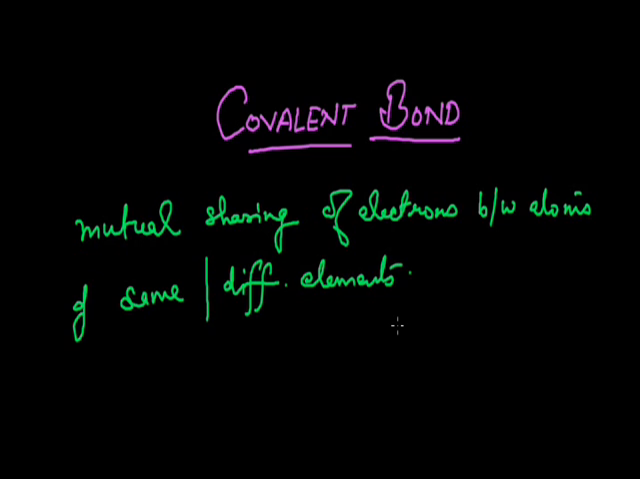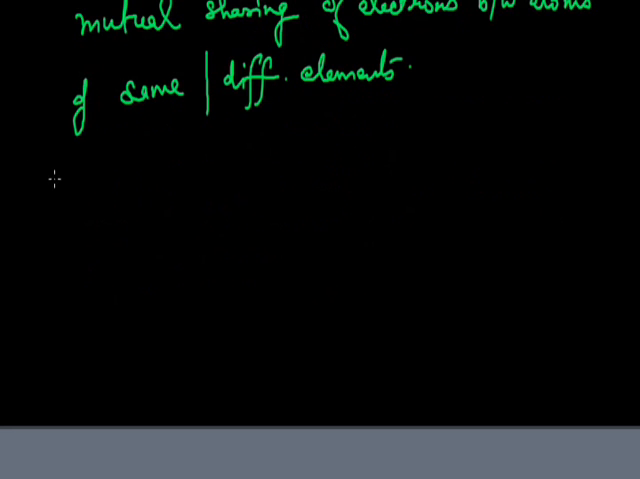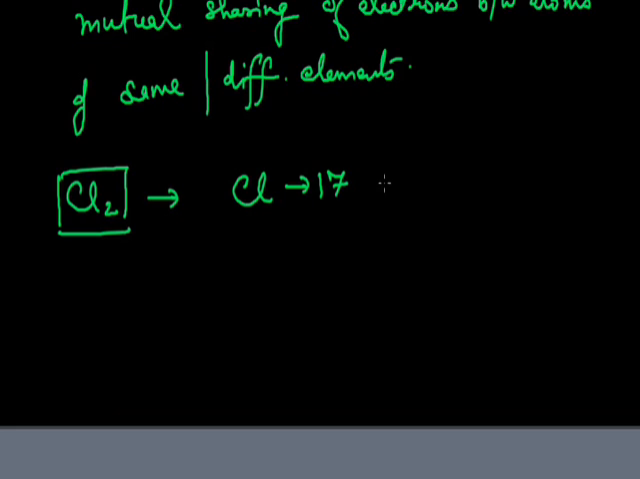We can understand it in a better way by taking the example of chlorine molecule, that is Cl2 molecule. Let us see the electronic configuration of chlorine. We all know that atomic number of chlorine is 17. That means it has 17 electrons in its shells. So the configuration would be 2, 8 and 7. Now to complete its octet, chlorine needs 1 electron.